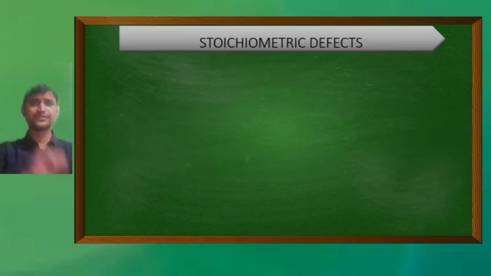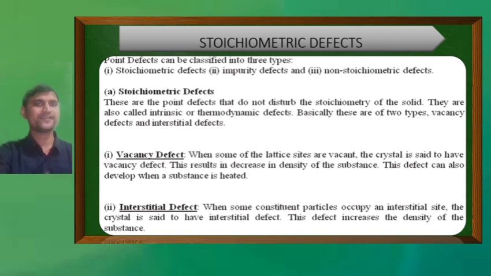Now, in the next point, we'll look at the stoichiometric defect. First of all, point defects are classified into 3 main types. Already we discussed in the previous chart: stoichiometric defect, impurity defect, non-stoichiometric defect. Now first, we'll look at stoichiometric defect.